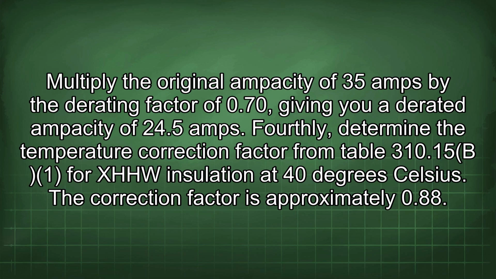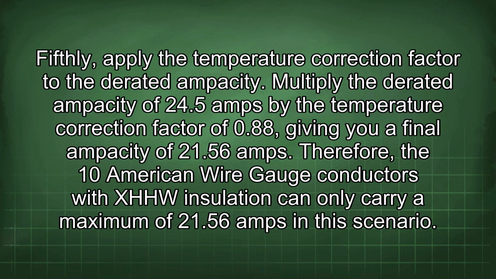Fourthly, determine the temperature correction factor from Table 310.15(B) for XHHW insulation at 40 degrees Celsius. The correction factor is approximately 0.88. Fifthly, apply the temperature correction factor to the derated ampacity. Multiply the derated ampacity of 24.5 amps by the temperature correction factor of 0.88, giving you a final ampacity of 21.56 amps. Therefore, the 10 American wire gauge conductors with XHHW insulation can only carry a maximum of 21.56 amps in this scenario.